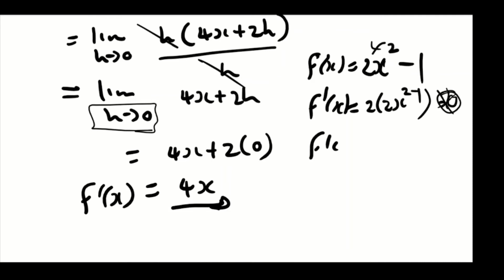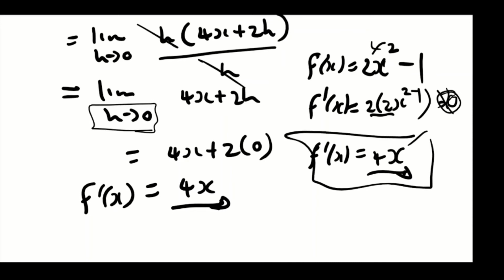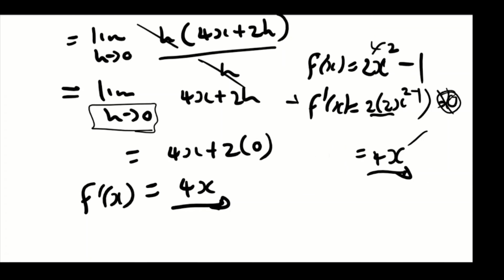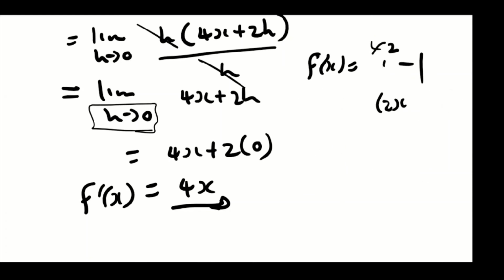So f prime of x, right? F prime of x, let me write it nicely. So f prime of x is just going to be, so this 2 multiplied by this 2 is 4x basically. So you must always check whether the final answer is the same as just deriving normally, right? And that way will help you see that, you know what, I am correct with my steps.